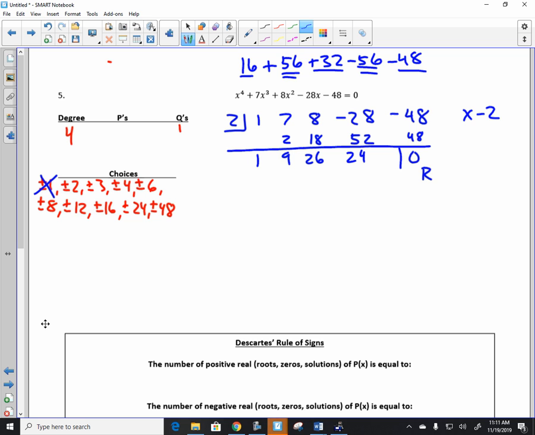So since 2 worked, that means that x minus 2 is a factor, and I get this as a result. What's going to be the degree of my new equation? It's third degree. If it's third degree, I either have to factor it, which would be x cubed plus 9x squared plus 26x plus 24, would that factor? It doesn't, does it? So then we have to use the rational roots theorem again.